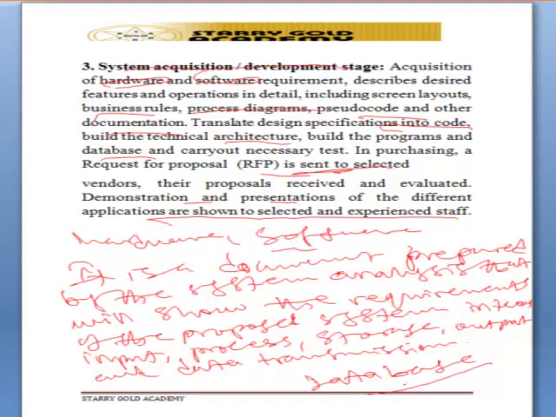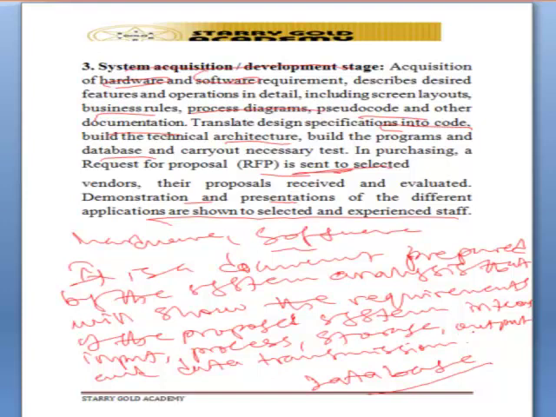Now, after this, we send out what you call a request for proposal to selected vendors, and this can only happen if the company decides to outsource the development of the proposed system. They have to send out a request for proposal to vendors or consultants in order to submit their proposals. Then their proposals will be received and evaluated. Then a demonstration will be carried out by experienced staff in order to pick an appropriate proposal before the development takes place.